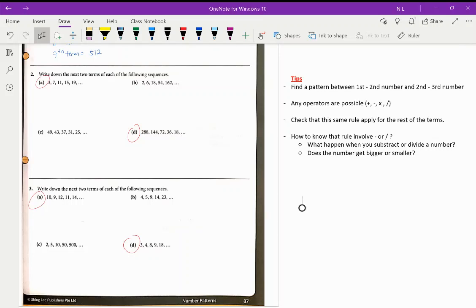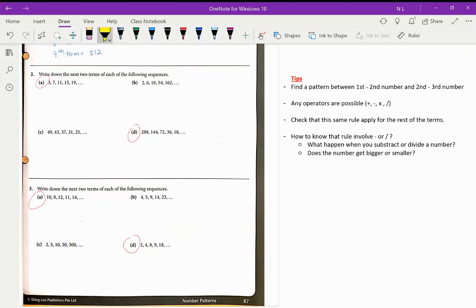Hi students, let's look at how we find the rules of a number sequence, and using this rule, how can we find out the next two terms? So let's look at questions 2 and 3, because these are some examples of questions which involve these concepts. I have written down some tips on the right side of the screen.